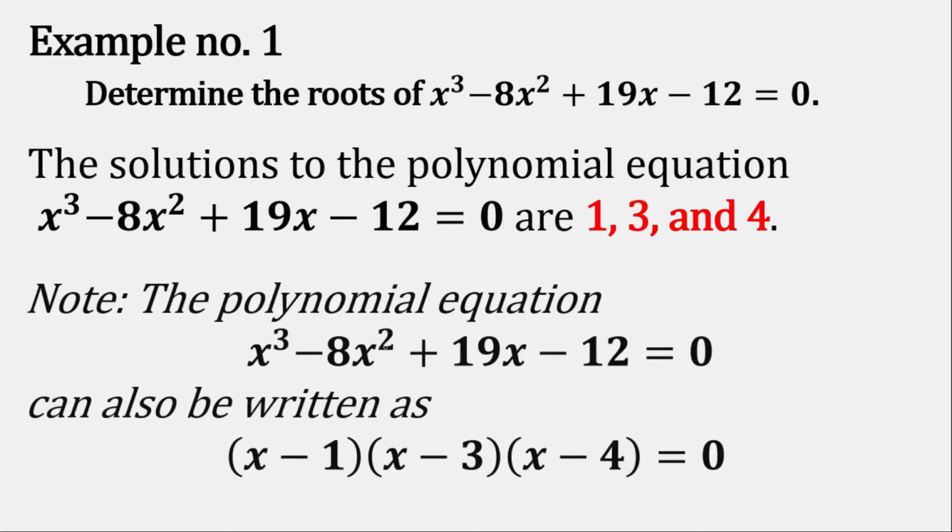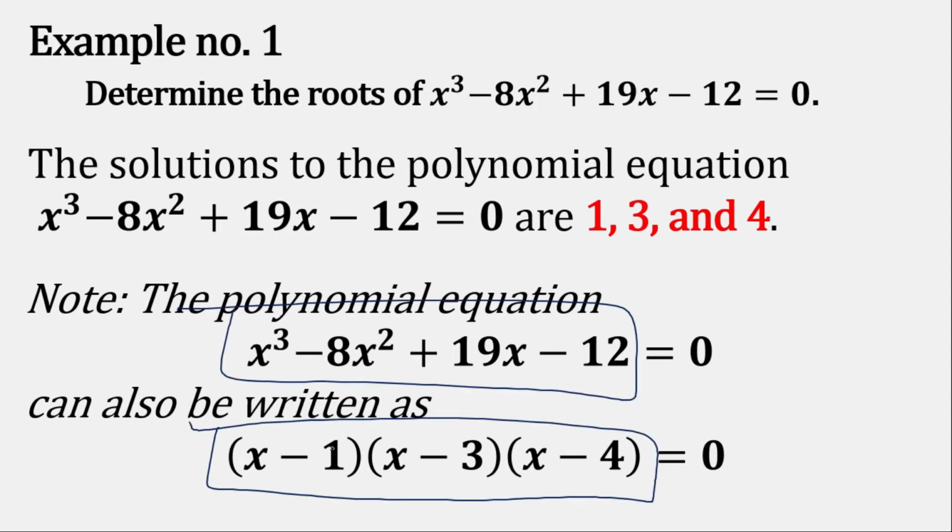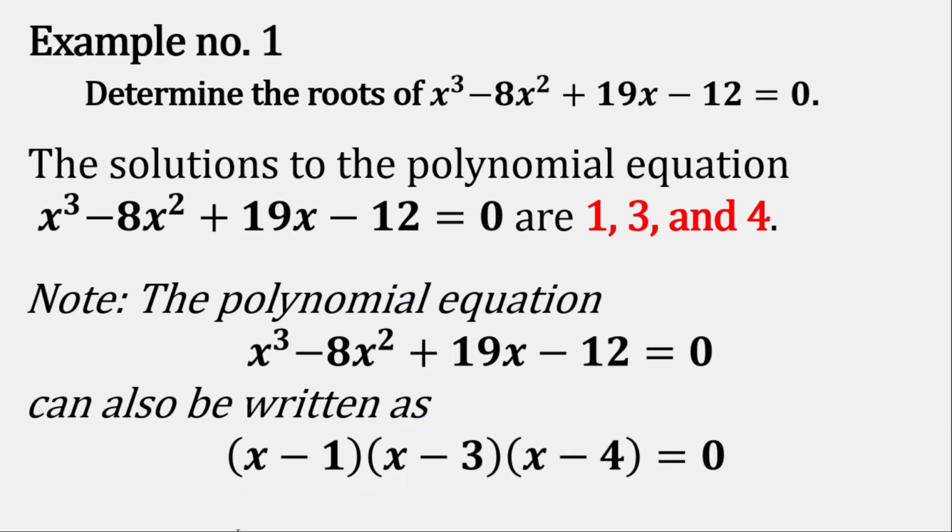Now note, the polynomial equation can also be written like this. So this is the factored form, and this is the standard form. If you want to find the value of x, just equate each factor to 0 and find the values of x, which in this case are 1, 3, 4.